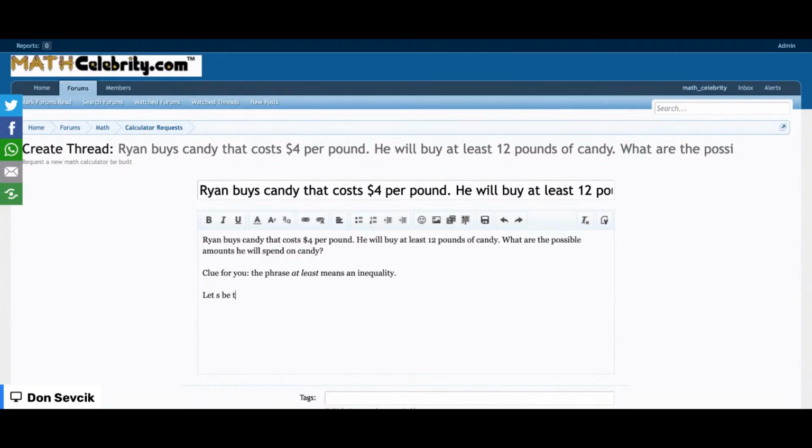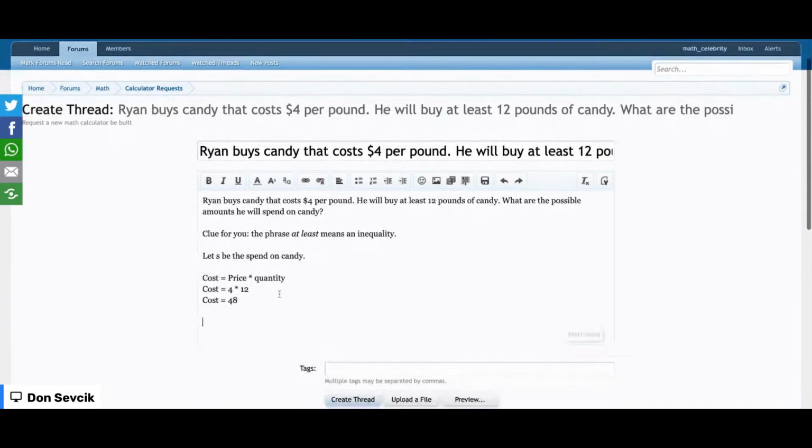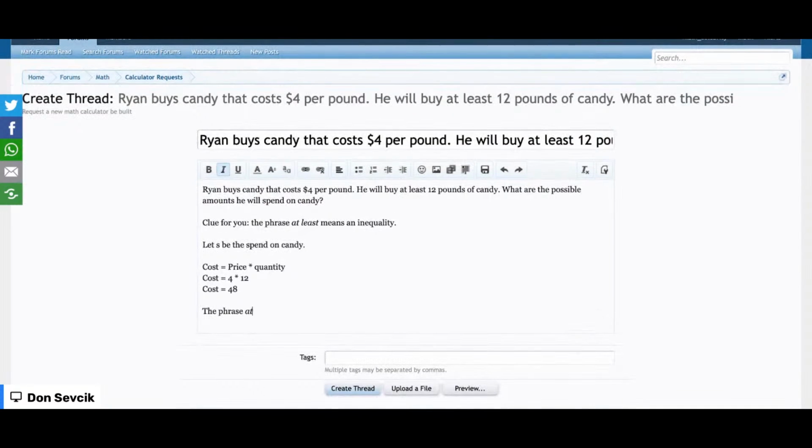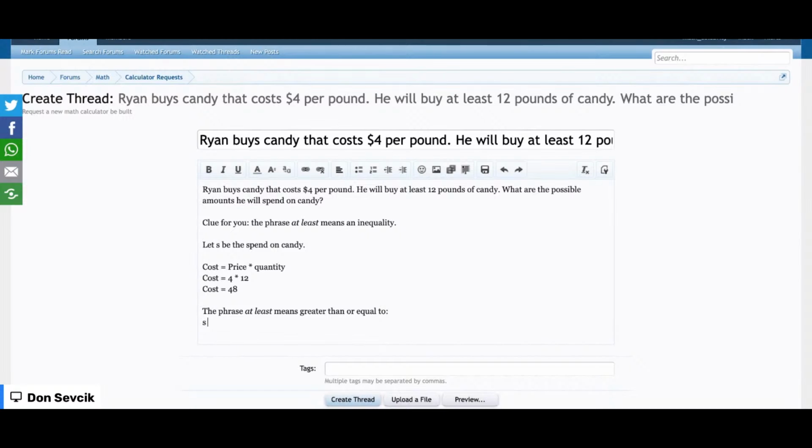So let S be the spend on candy. Cost equals price times quantity. Cost equals dollars per pound times 12 pounds. Cost equals 48. The phrase at least means greater than or equal to. We have S, which is our spend, is greater than or equal to 48.